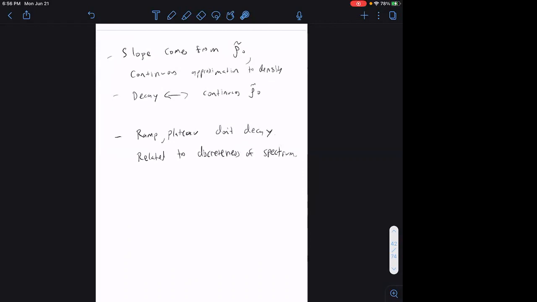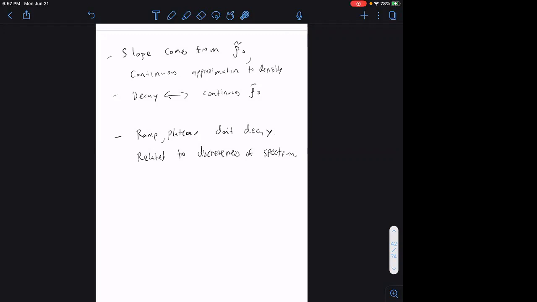Again, just because these things are important, I'm going to reemphasize: the slope comes from this continuous density of states. The continuous density of states leads to decay. The ramp and plateau don't decay. That's because they're related to the fact that rho is not quite continuous. It has a discrete spectrum. Remember that for each element H of the ensemble, there's a discrete spectrum. So for this reason, the ramp and the plateau are interesting probes of the discreteness of the spectrum of the underlying matrices in this random ensemble.